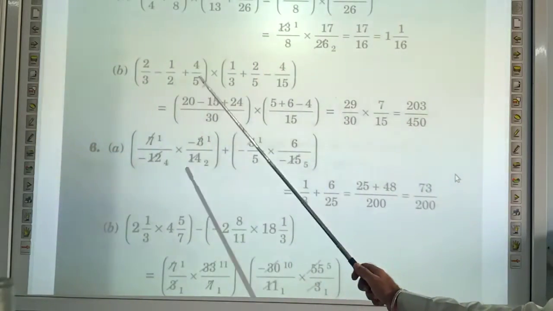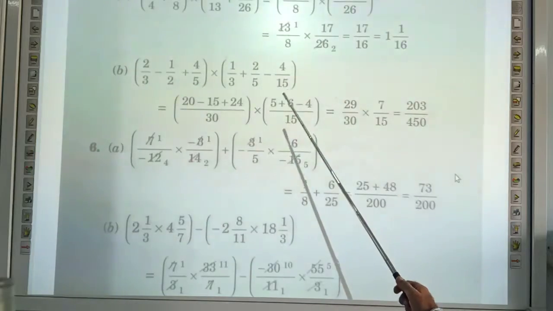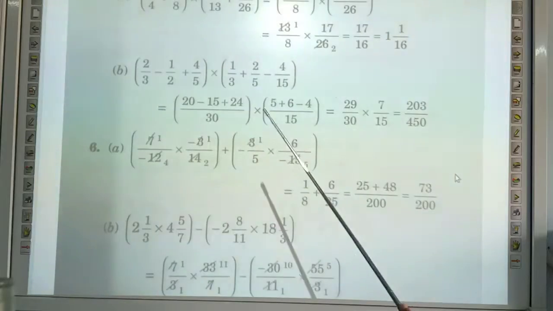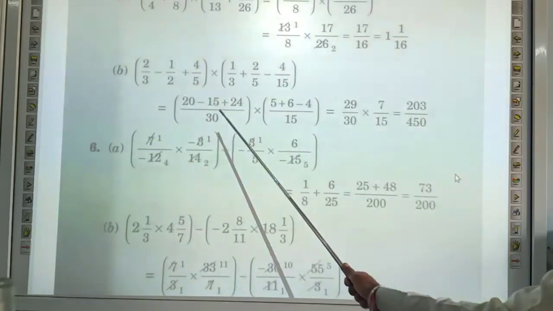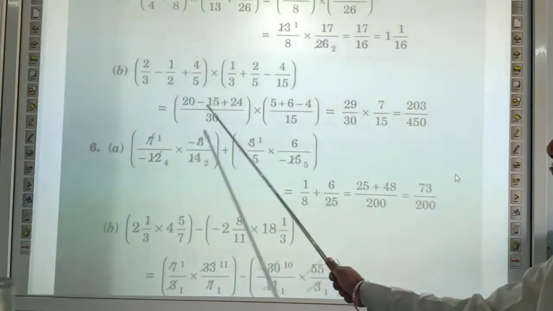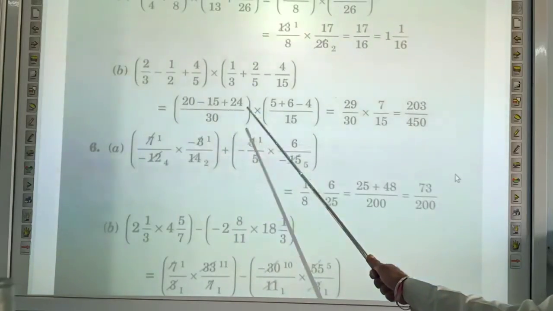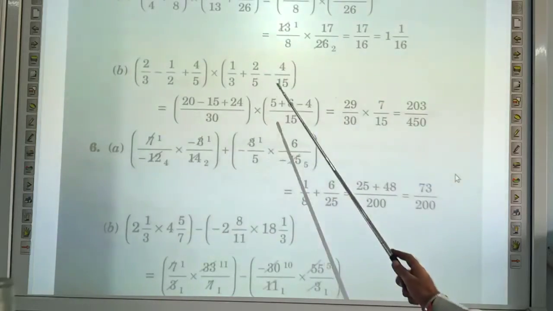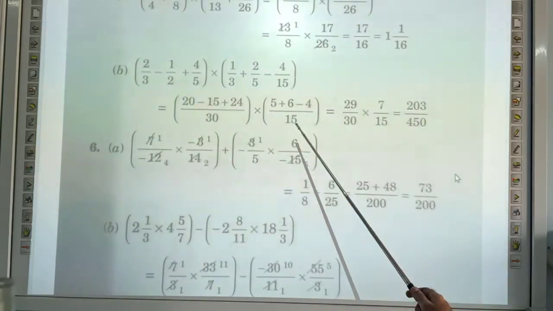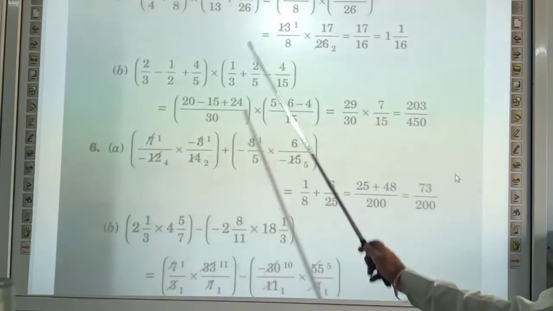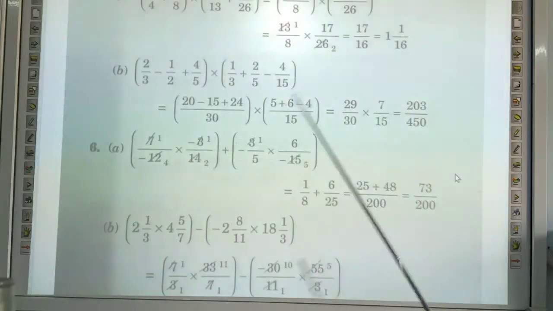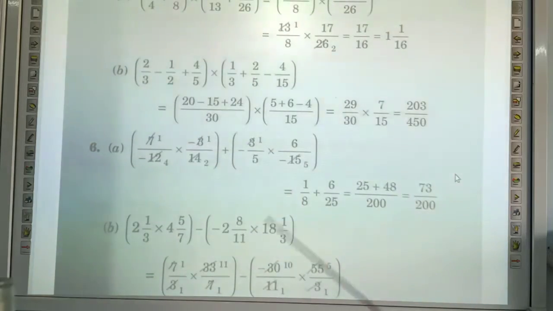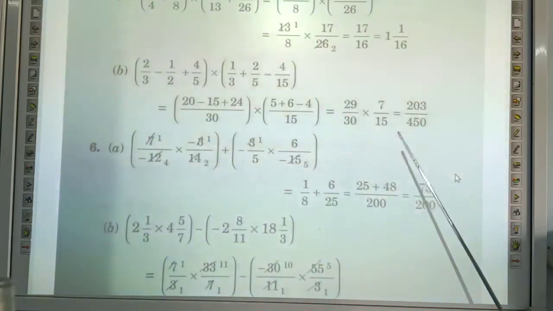Here in part B also there are 3 rational numbers, and again the sum of these 3 rational numbers are multiplied in the same manner. Firstly LCM is taken, the first bracket is calculated, and we have 20 minus 15 plus 24 upon 30. And secondly, the second bracket is calculated, LCM 15, and then in the numerator part we have 5 plus 6 minus 4, and on solving these two brackets we get 29 upon 30 multiplied by 7 upon 15.